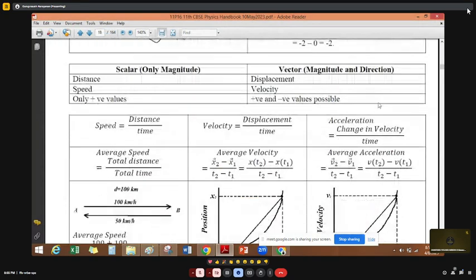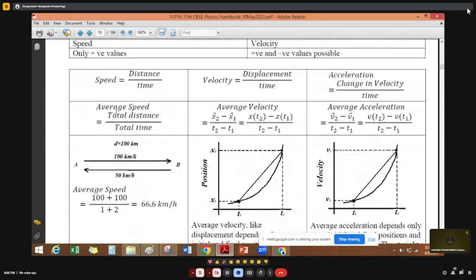So average speed means total distance by total time. Average velocity means it doesn't matter what path you are taking. What matters is only the final position and initial position. So x2 minus x1 divided by t2 minus t1. So you can say it like total displacement by total time taken. It doesn't matter what path you are taking. The displacement means only the final and initial points.